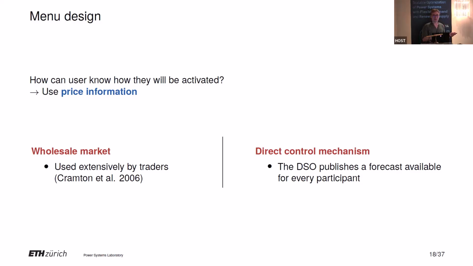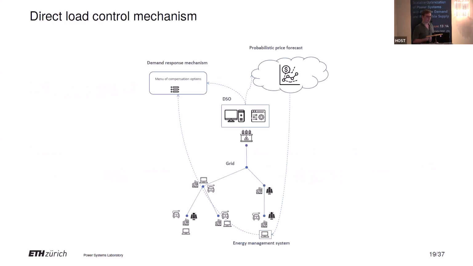So in the wholesale market with this combinatorial auction, the price information is indeed already used a lot by traders in order to trade optimally on these markets. And the idea is to use a similar idea here for the direct control mechanism, where the DSO wants to increase coordination between all the different agents and is going to provide directly a price forecast to the agents so that they know how likely they are to be activated on a different day.